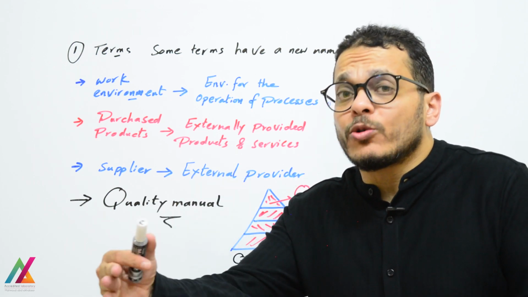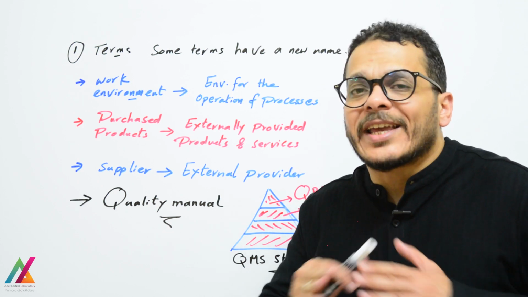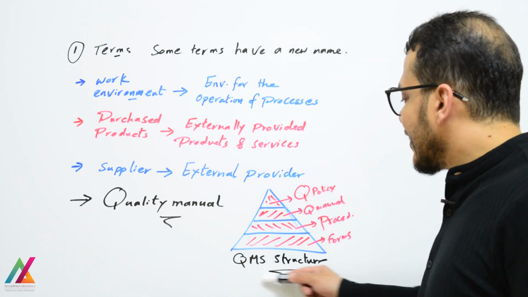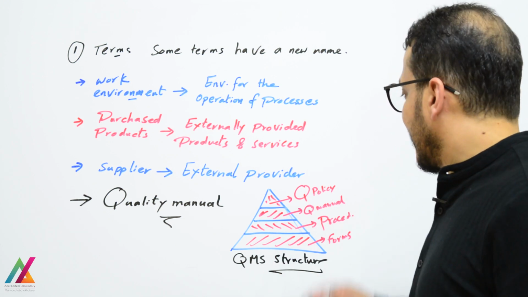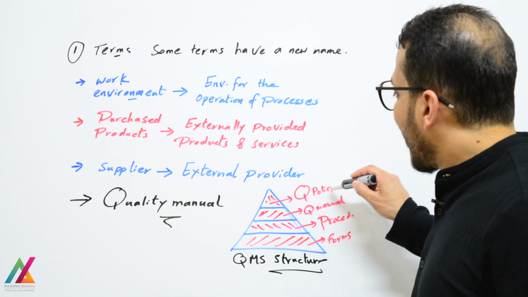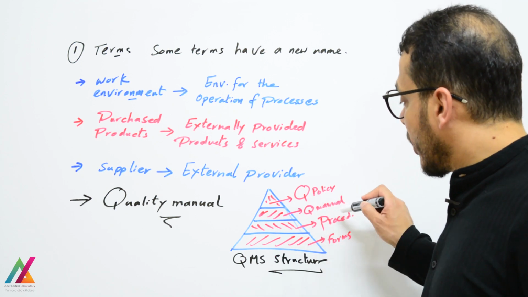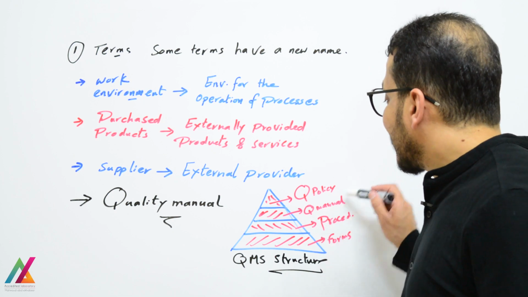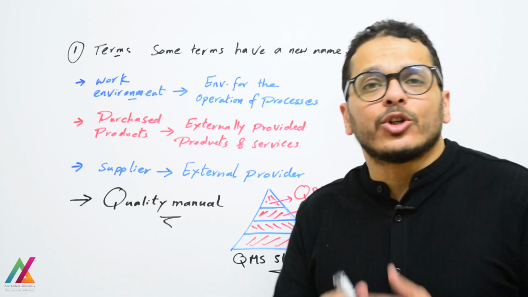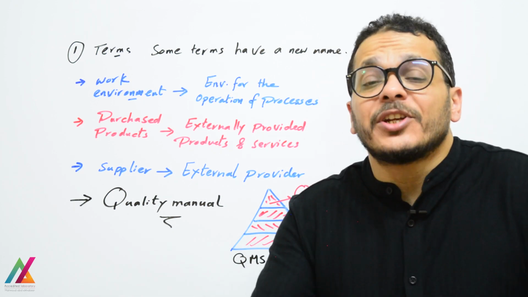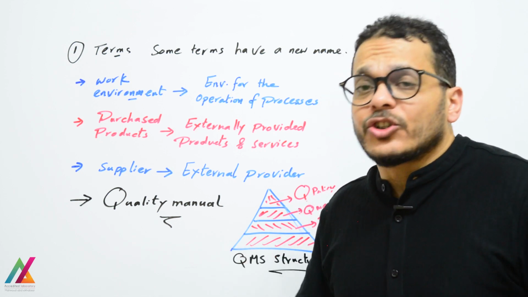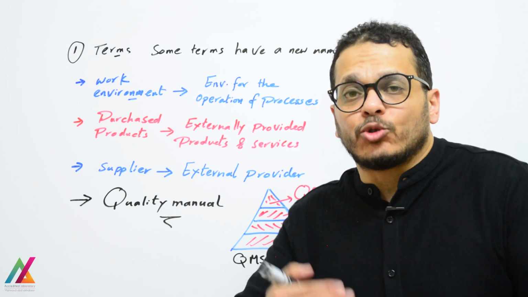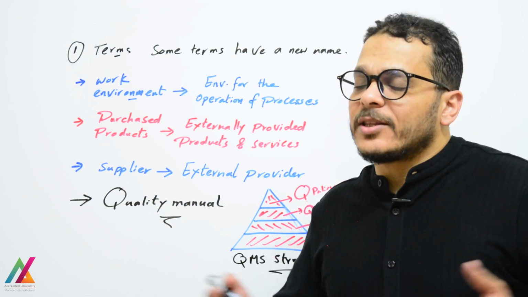Before that, in the 2008 edition, it was clearly identified that quality manual is required, and the quality management structure was as in this shape: from quality policy, quality manual, procedures, and at the end forms. So quality manual was required, but now it is not mentioned or has been removed, so it's not required anymore. But if you still want to keep it in the lab and use a quality manual, there is no problem with that.